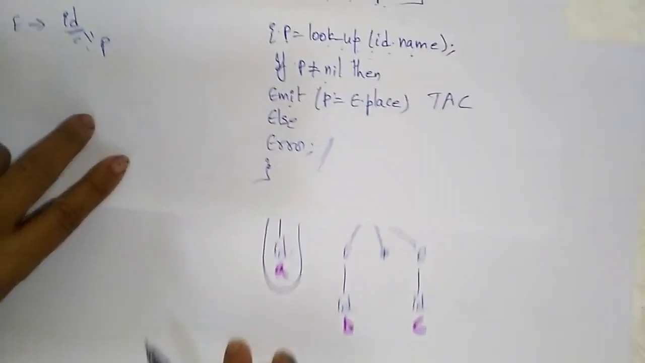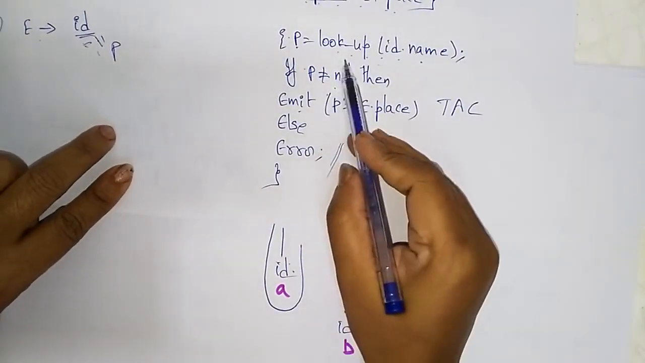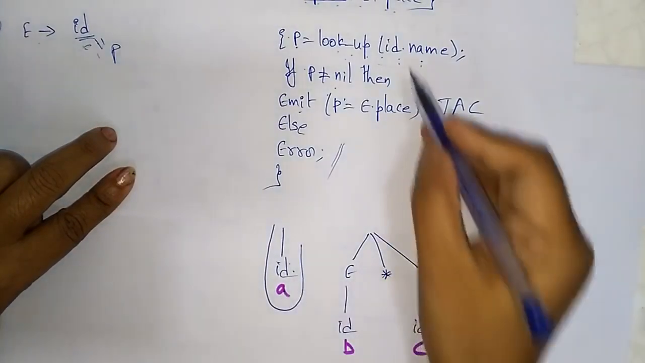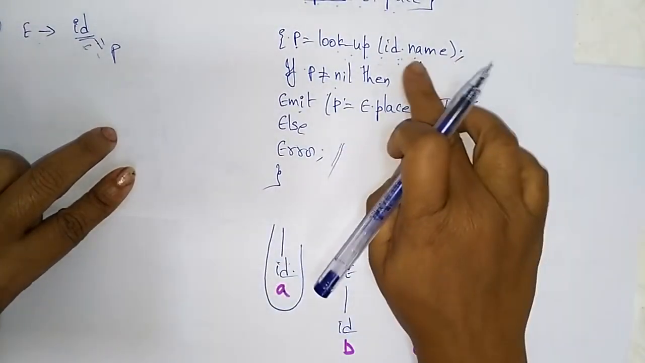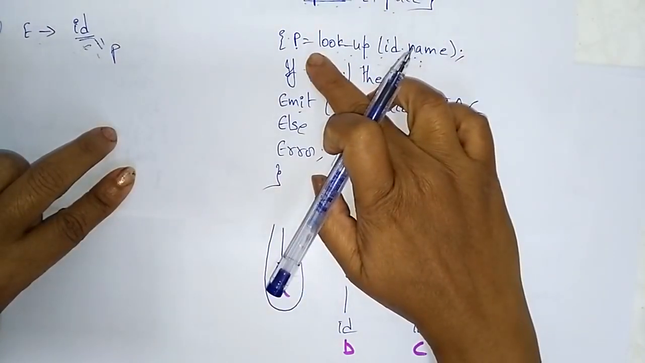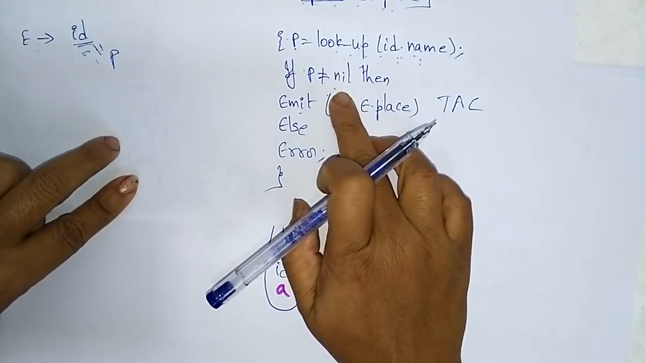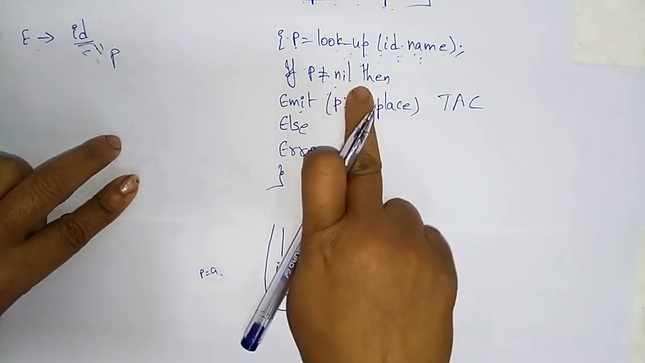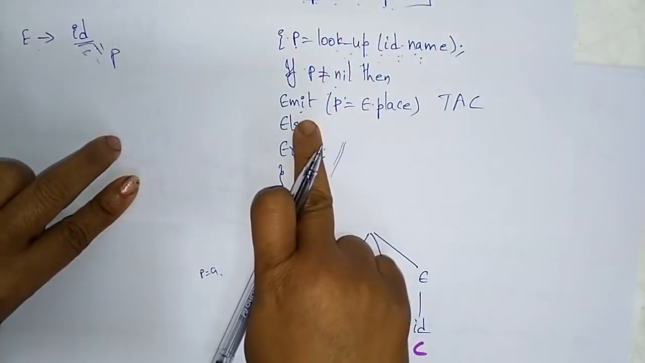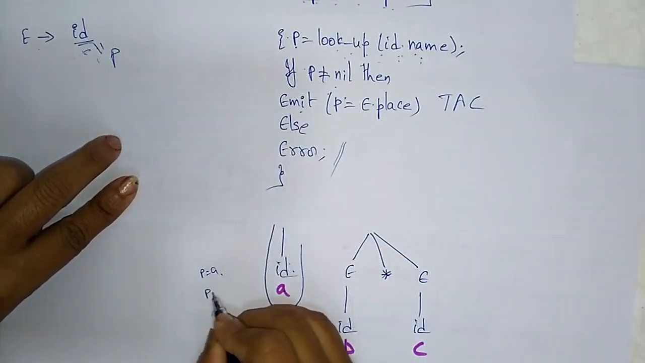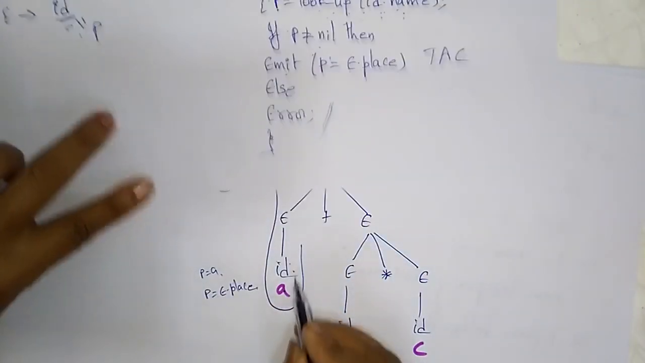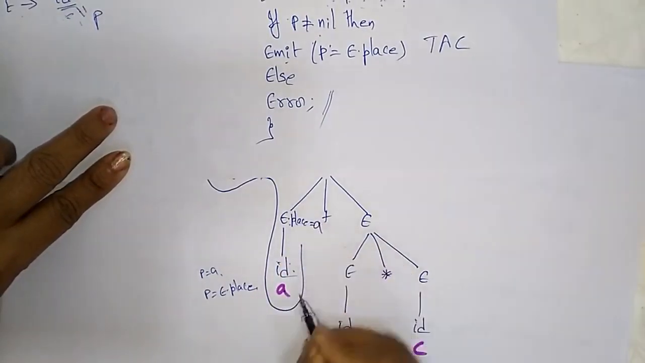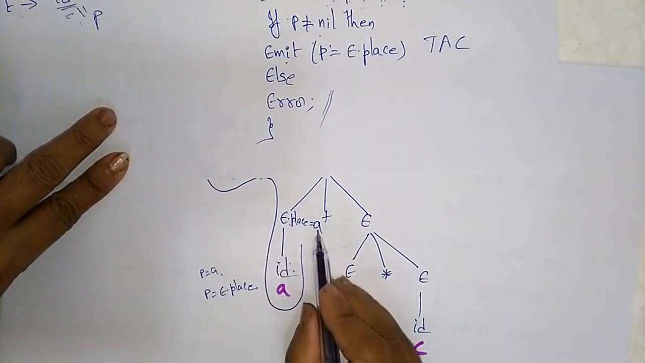For the production E determines ID, you have to check p = lookup(id.name). The id.name here is a, so p is equal to a. If p is not equal to null, meaning p is holding a value, then it has to produce a three address code, that is, E.place = p. So E.place is now holding the value a.